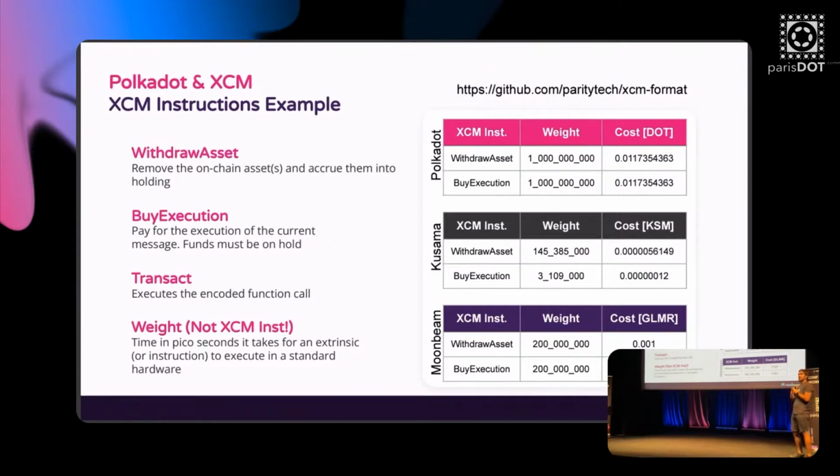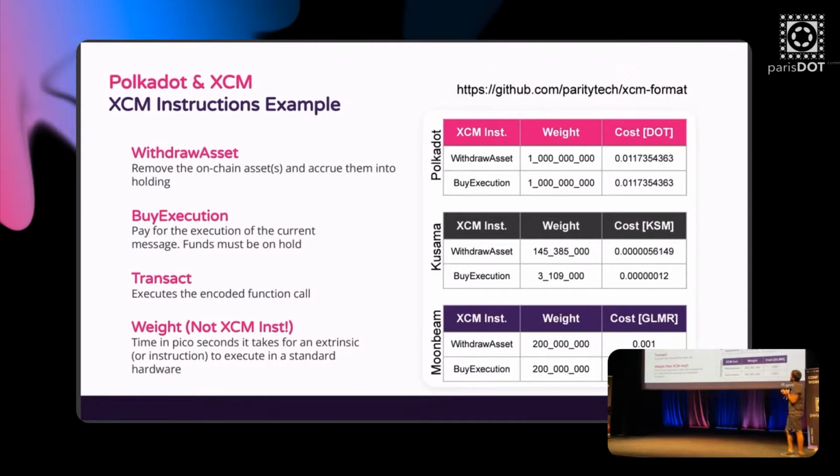So when we send an XCM to Polkadot, we have to understand that these 3 transactions, I didn't include the transact one because of space, are going to cost me around 0.033 DOT, right? And so the message has to understand that it has 0.033 DOT in order to be executed, okay?